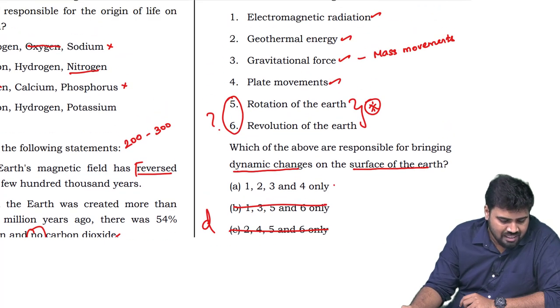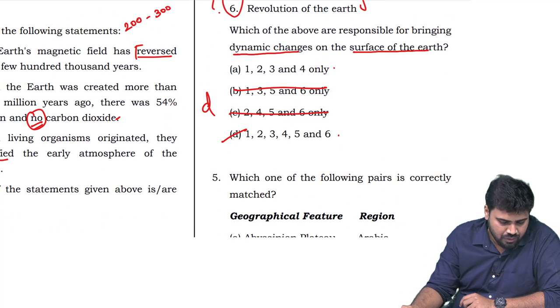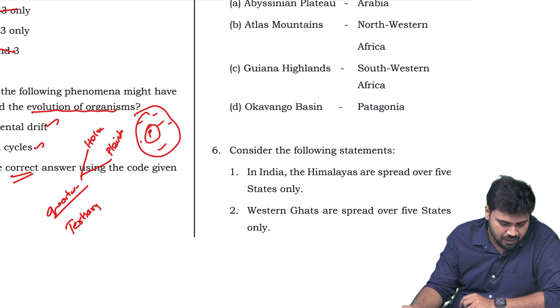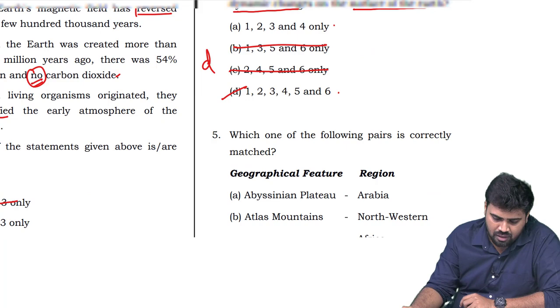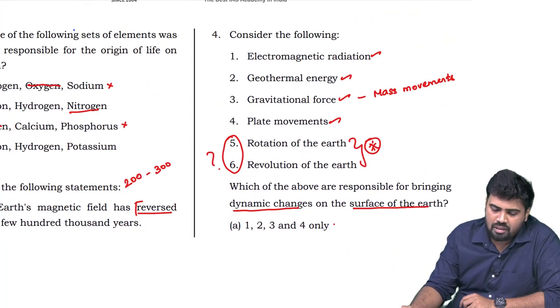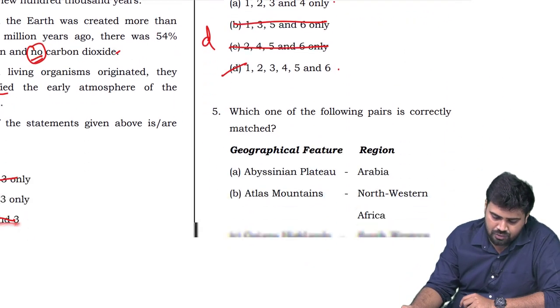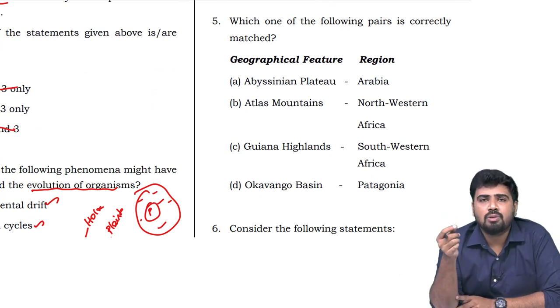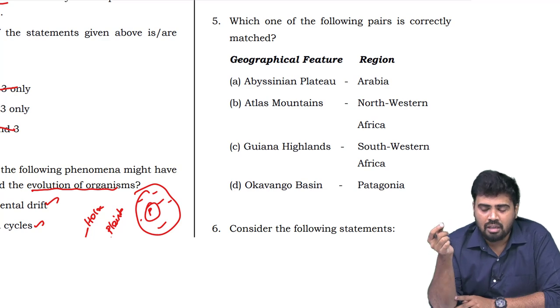So far we have discussed very basics. The first, evolution of organism. Second, it is about magnetic field and early atmosphere. Third, evolution of organism. Fourth, geomorphology concept. So, okay, fifth concept. This is a map based question. We can expect one or two map based questions each and every year.